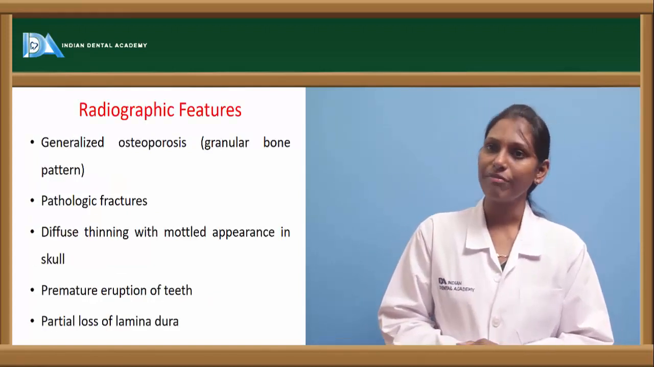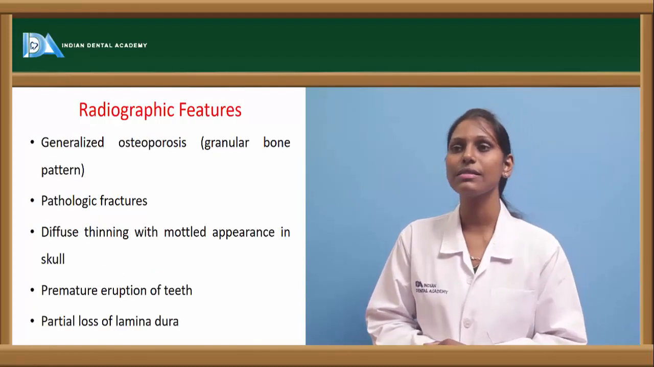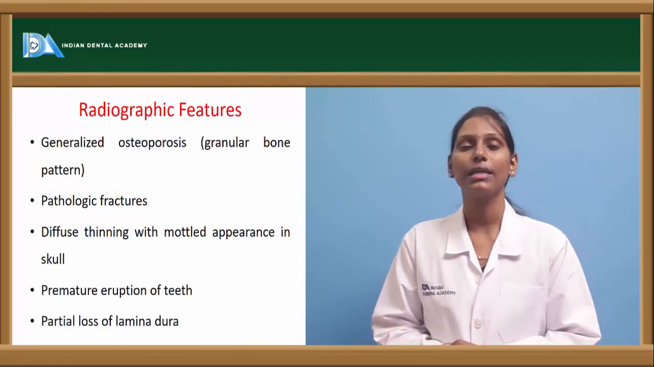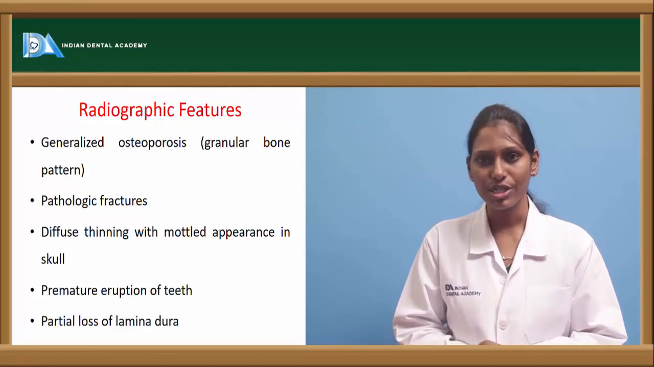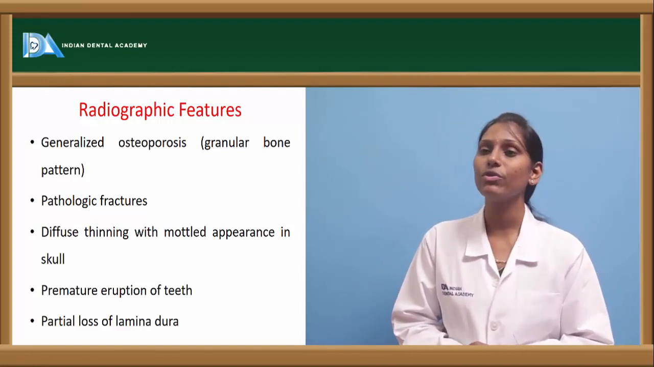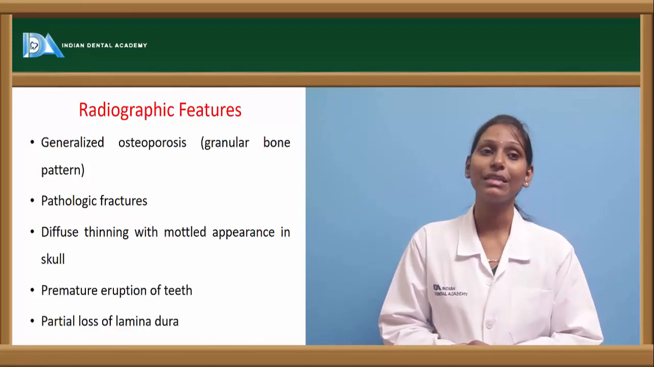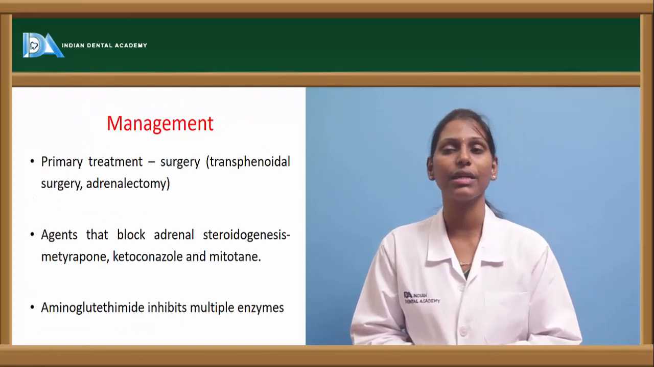Now coming to the radiographic features. As we have discussed, there can be generalized osteoporosis and the bone will have a peculiar granular pattern. Pathological fractures are common because of severe osteoporosis. Diffuse thinning and mottled appearance of skin can be seen. Premature eruption of teeth and partial loss of lamina dura can be seen around the teeth.